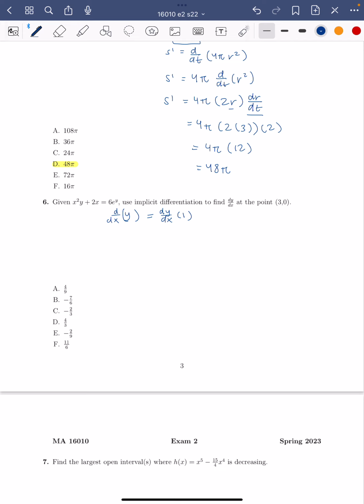Knowing this, let's go ahead and solve the problem. Let's rewrite it. X squared y plus 2x equals 6e to the y.